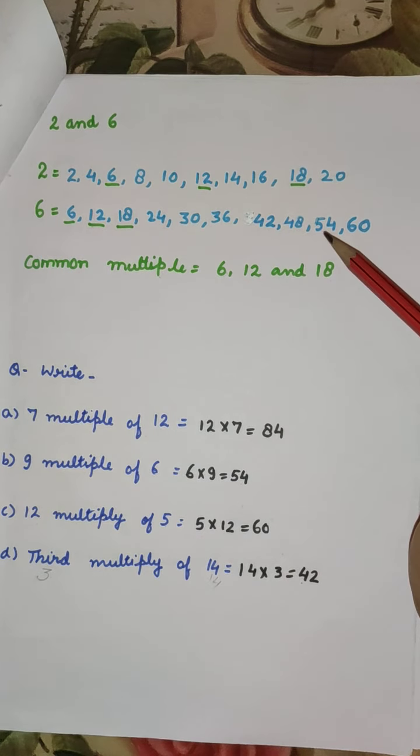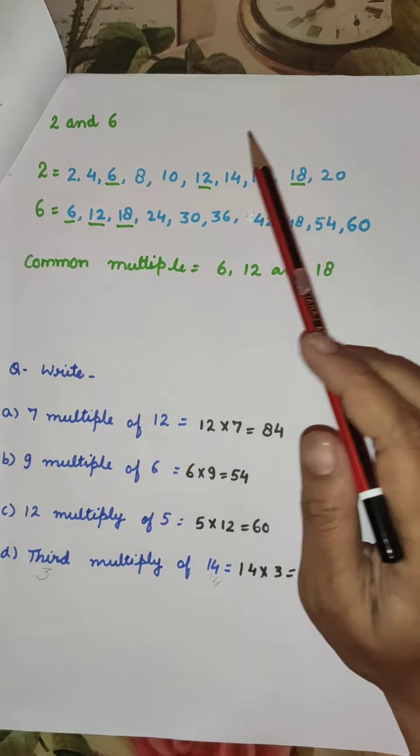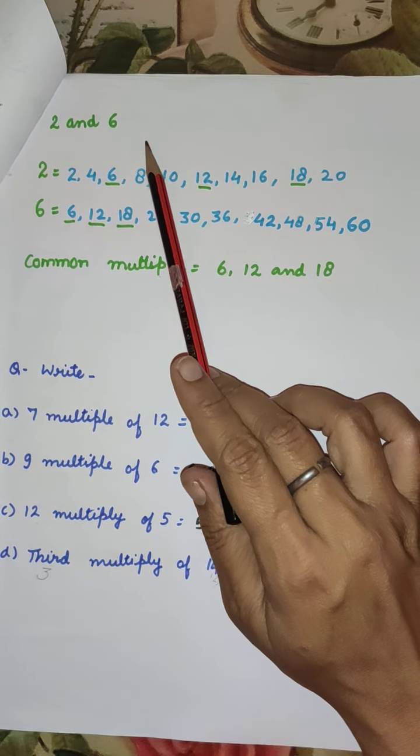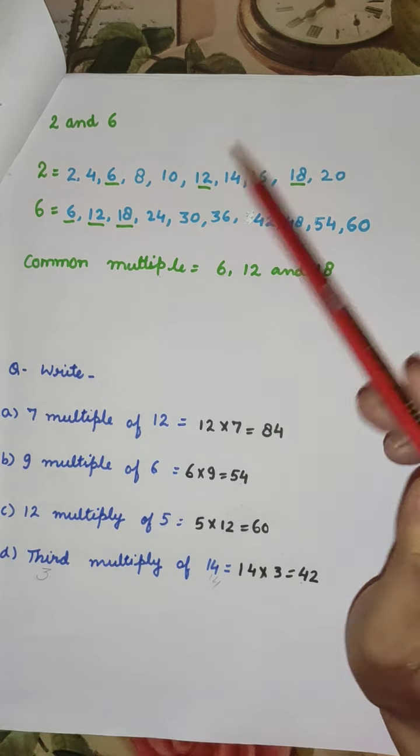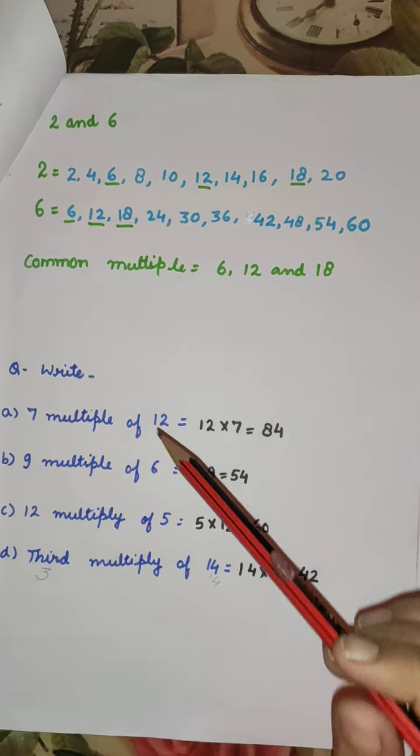Now, the same question. First of all, write the multiples of 2 and 6 till 10 terms. After that, find out the common multiples. So, like this we have done.